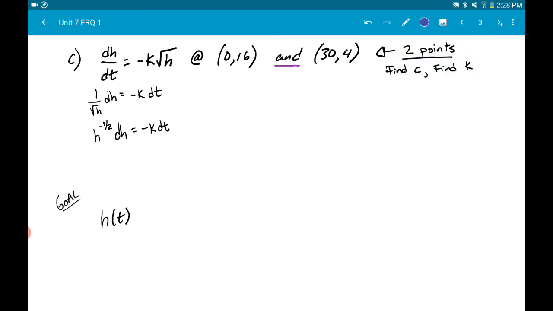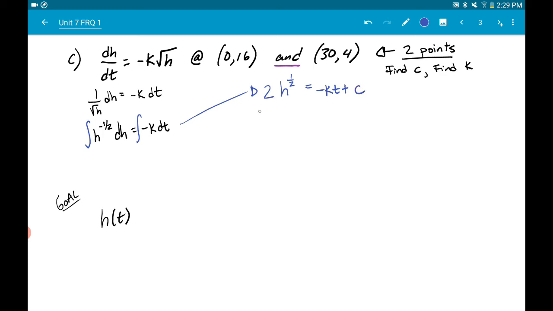And then hopefully you know after you separate, then you integrate. So I'm going to integrate both sides. And what we end up having is h to the positive 1/2, balance it out. And then on the other side, we're going to have negative kt plus c.